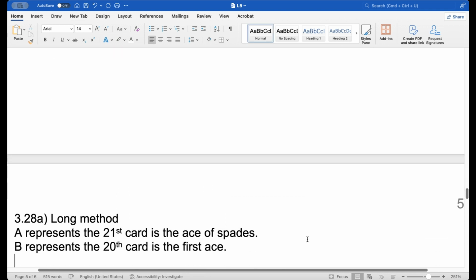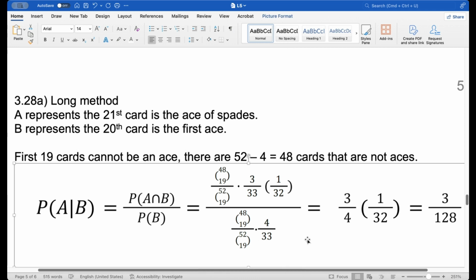Now, the long way to do this is going to look kind of messy, but we do end up in the same spot. By definition, the conditional probability of A given B is the probability of the intersection divided by the probability of B. The given information, the B event, is that the 20th card is the first ace, and then we want to find the probability of A given B, where A represents the 21st card is the ace of spades.